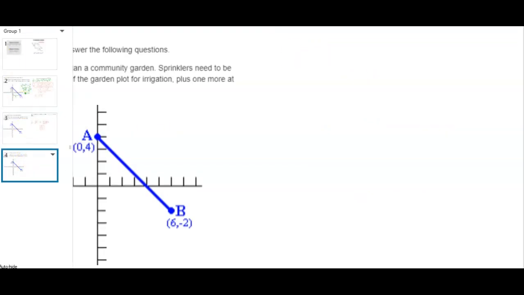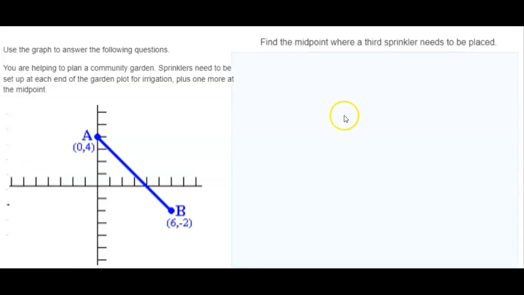And then let's look at this one. It says find the midpoint where the third sprinkler needs to be placed. Okay, so the midpoint is halfway between the two endpoints. So most of us can kind of look and get a general idea of about where halfway would be, but it's hard to get an exact midpoint without using the formula. You know, we can see it somewhere in here, but we're not exactly sure where. So let's look at the midpoint formula.